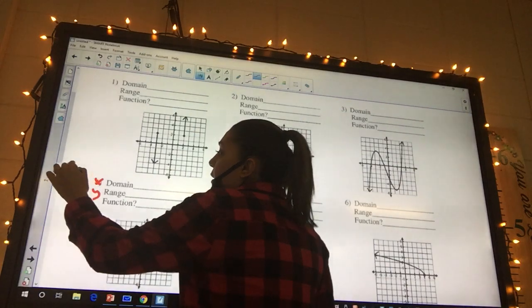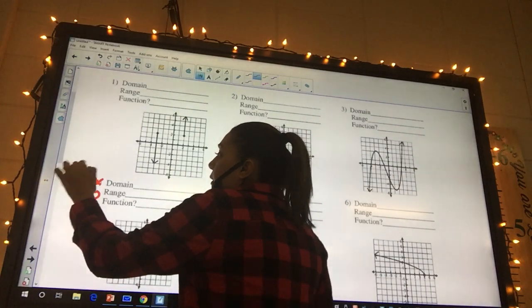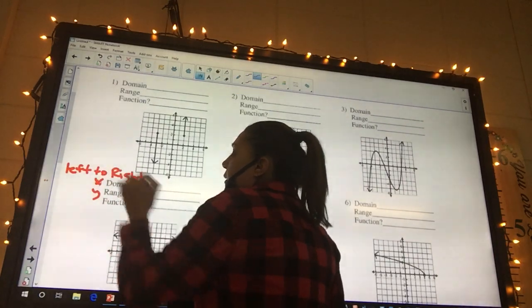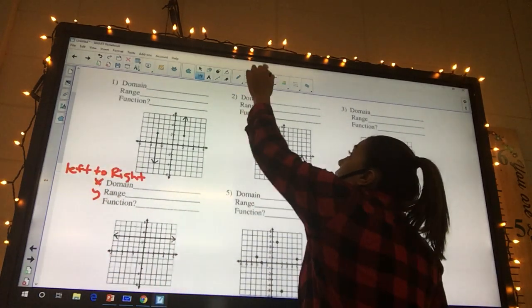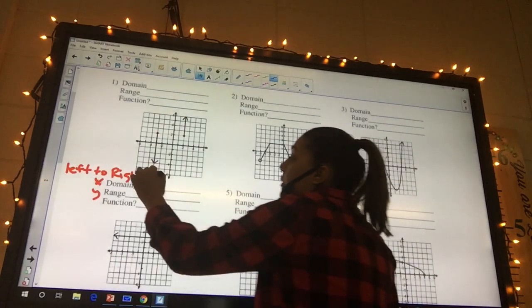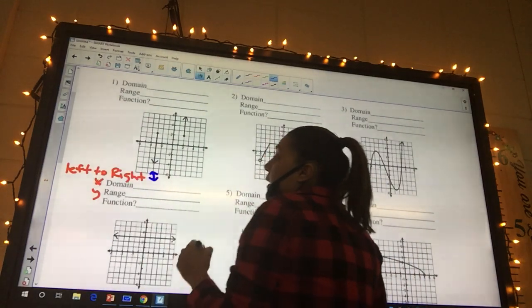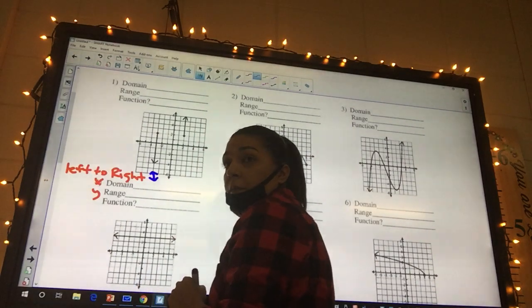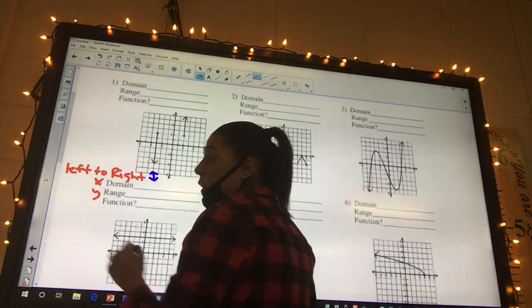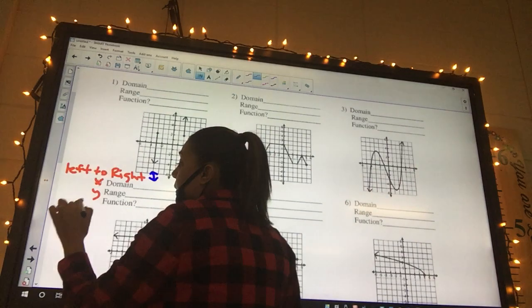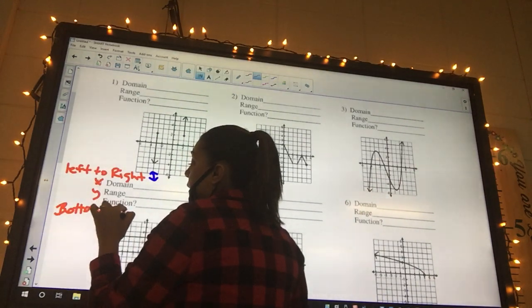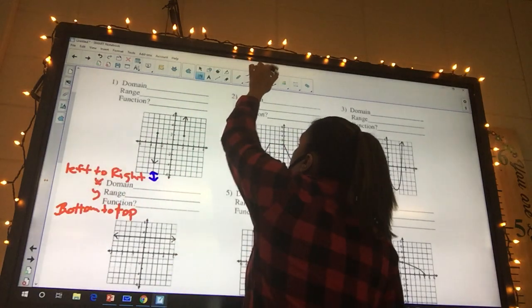For the domain, we start and we go from left to right. And which way should our pencil be? Your pencil's going to be up and down. And then the range, we start from where? From the bottom to the top. And which way should our pencil be? Side to side.